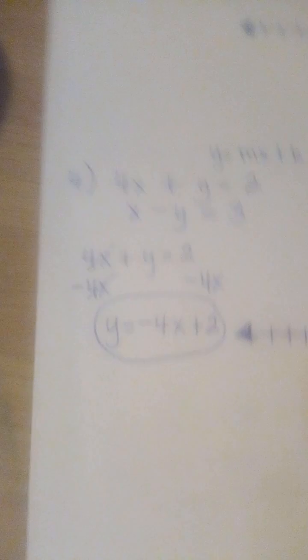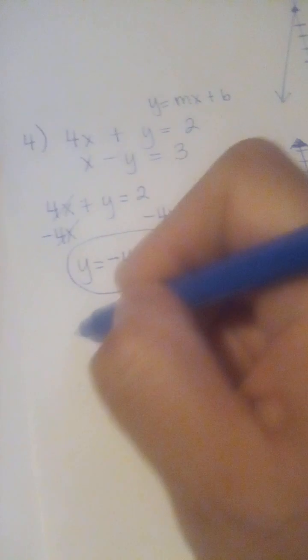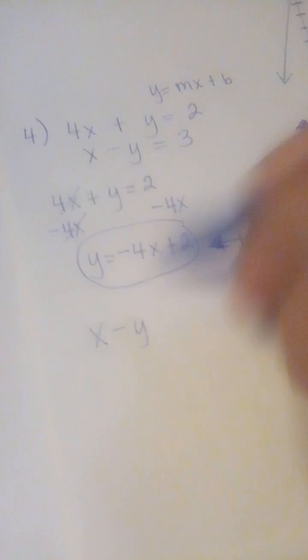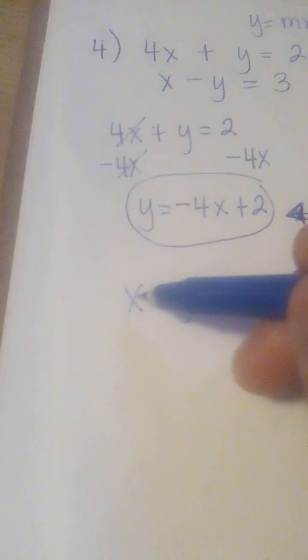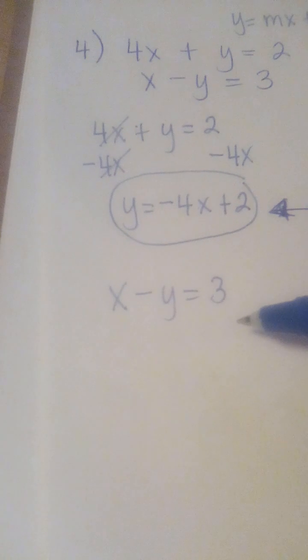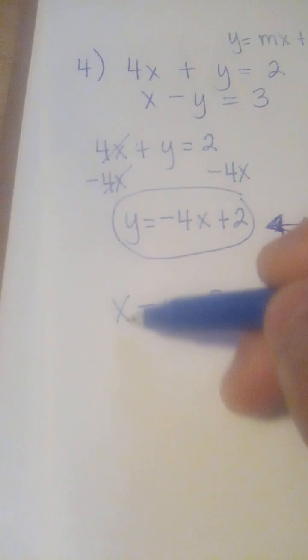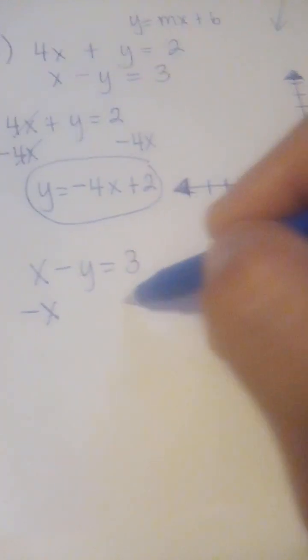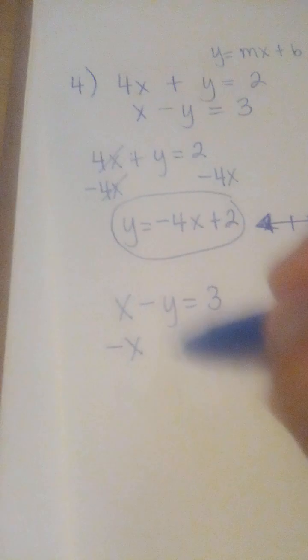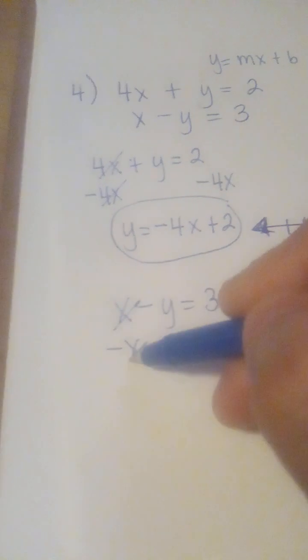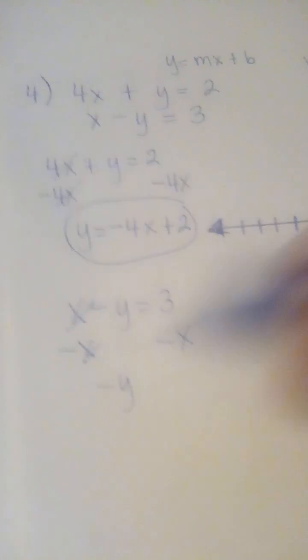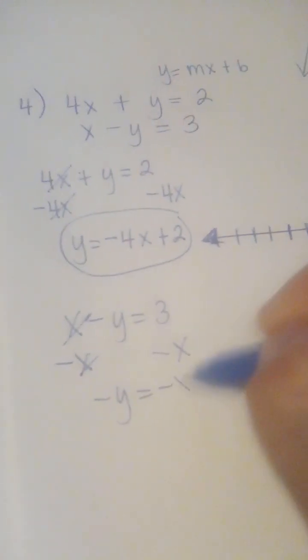Alright, let's do the second one. We have x minus y equals 3. Same scenario. We have to move the x to the other side of the equation. Instead of adding, the opposite is to subtract x from both sides of the equation. Then we cross out the x's and bring down the negative y equals negative x plus 3.